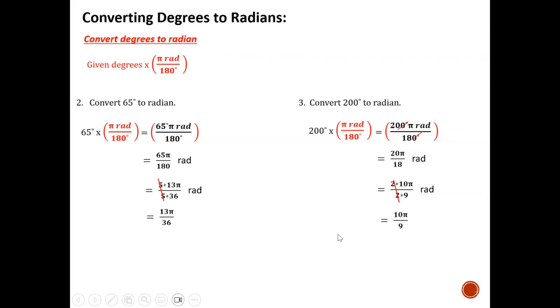That's the answer. Now, you also have to know how to convert radians to degrees.